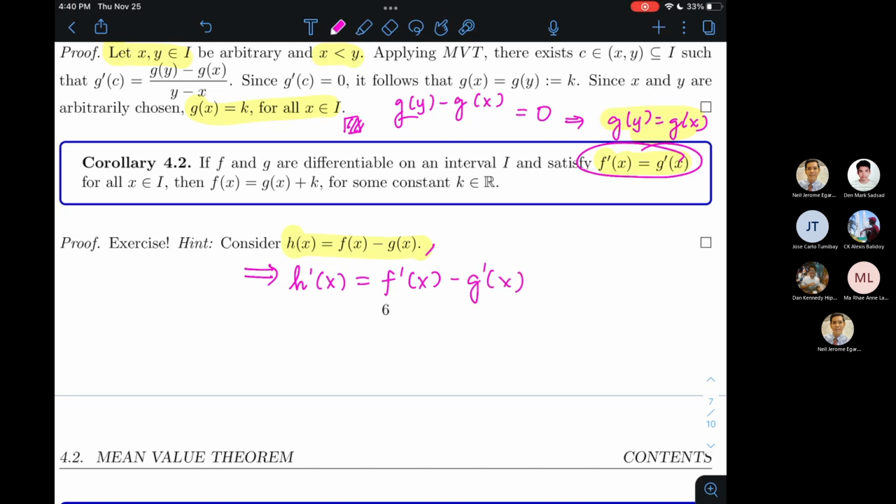Okay? Now, what do we know? Well, f prime is equal to g prime for all x in the interval. So this guy will be 0 for all x in the interval by assumption, right? Equal sila all throughout. So dapat ay equal kay 0 yung difference. Okay? So if that is true, then what can we say about h? Anyone? Ano yung pwede kong masabi about the function h?